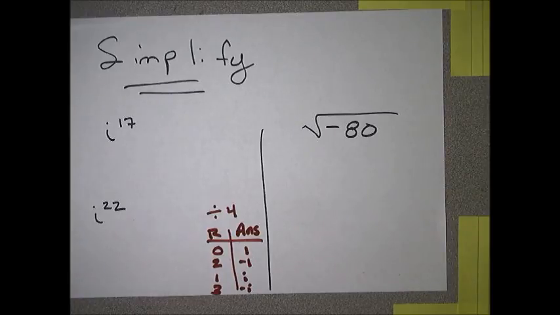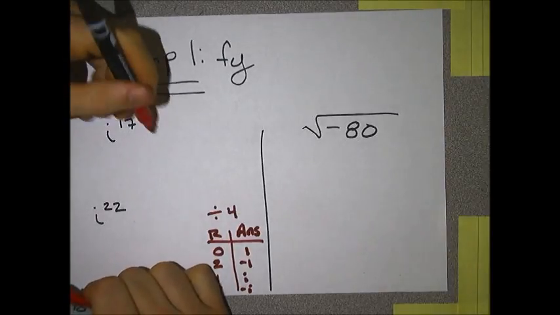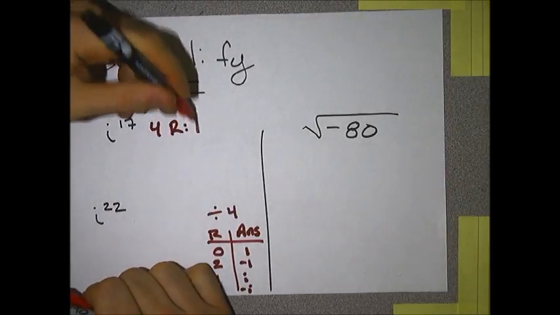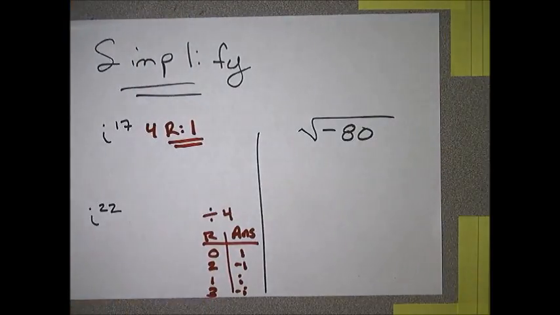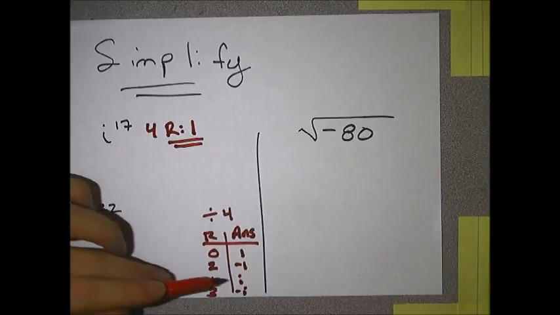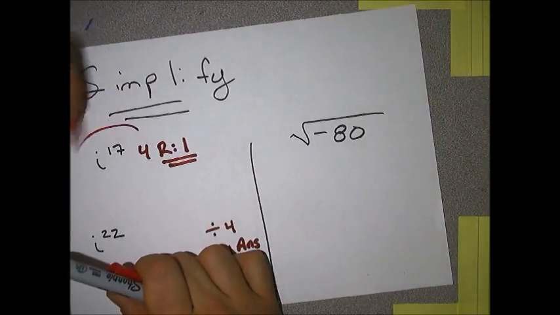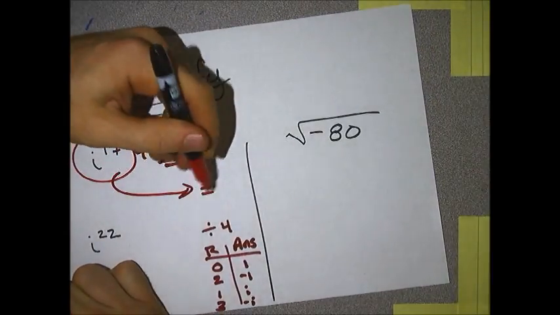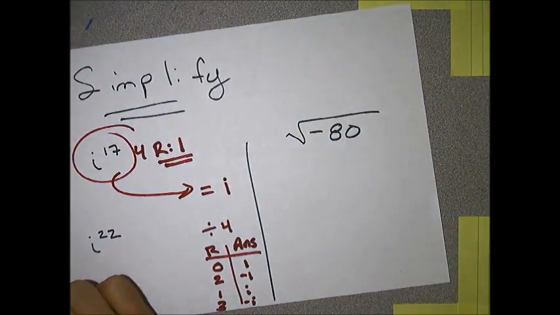So if I divide the 17 by 4, 4 would go into 16. So then it would leave me with a remainder. This would be 4 remainder 1. I'm interested in the remainder. So if it's remainder 1, I go to my chart and I say the remainder is 1. What's the corresponding answer? So for this problem right here, i to the 17th is equal to i.